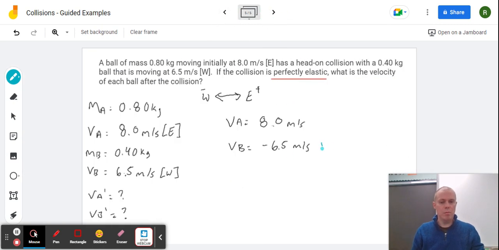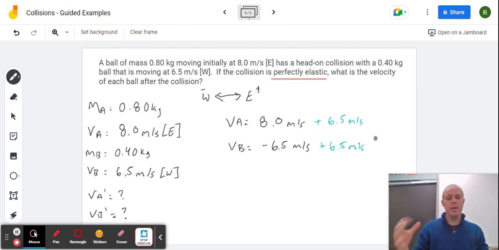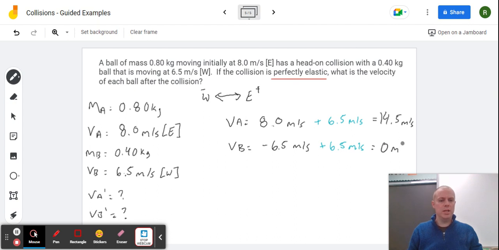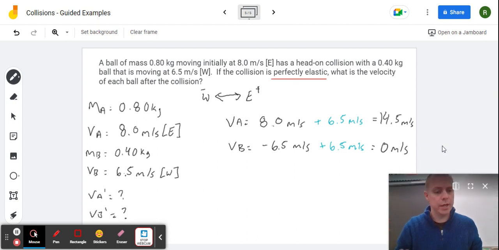So I'm going to make it 0 by adding 6.5 meters per second. And I'm going to do the same to the other speed as well. I'm going to add 6.5 to both of these. What I'm doing is temporarily making one of them 0, so it'll work in the equation, and then I'm going to have to undo this step at the end. So VA is now 14.5 meters per second, and VB is now 0 meters per second.